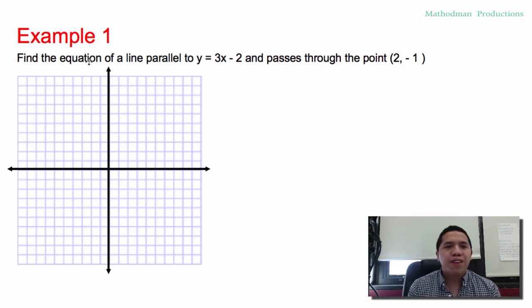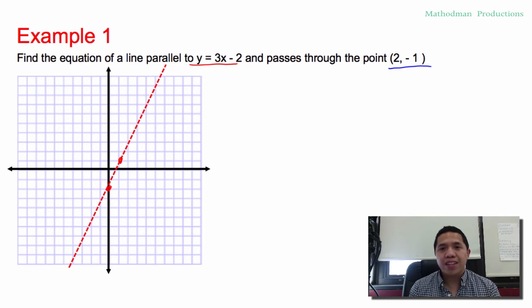Example 1. Find the equation of a line parallel to y equals 3x minus 2 and passes through the point 2 and negative 1. So what the heck is this question asking? It's just saying that there's two lines. This one right here we'll graph. Negative 2, up 3 over 1. Complete your line. Just connect the dots.